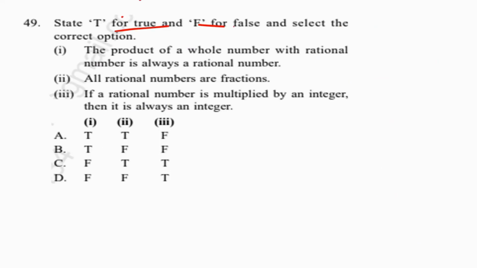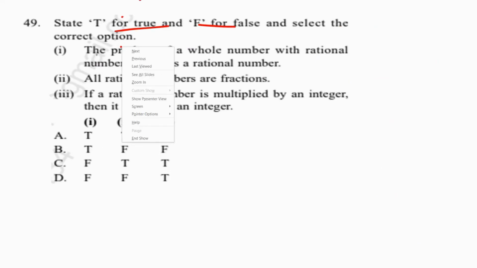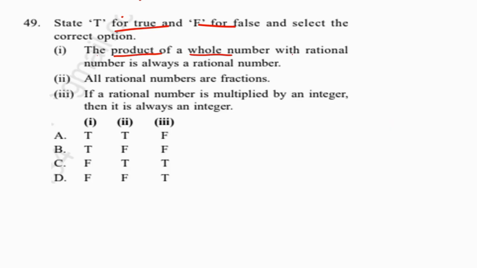Option A is the correct answer. Next, state true or false and select the correct option. Product of a whole number with any rational number is always a rational number. That's true, because a whole number can also be written in the form of a rational number. Let's say we are writing 5, we can also write 5 as 5 by 1. Any whole number can be written with 1 as the denominator, so that again comes to rational numbers. So yes, this is true.